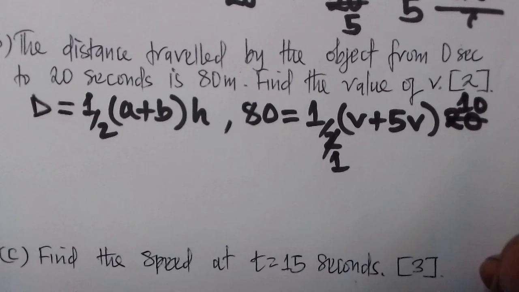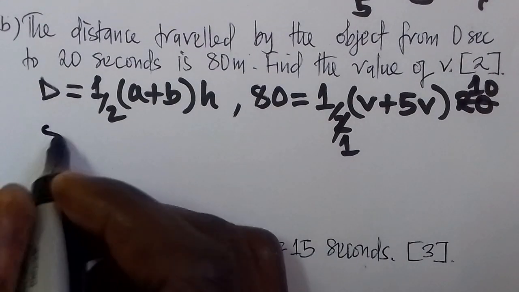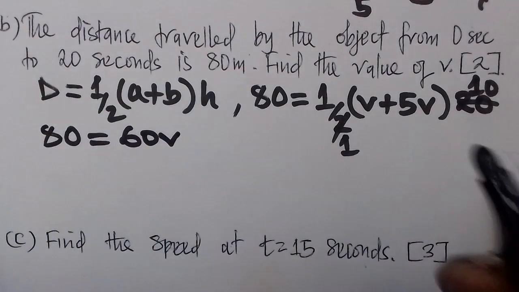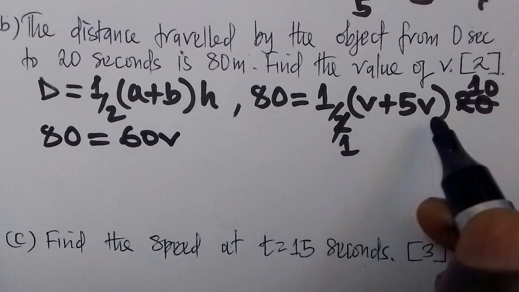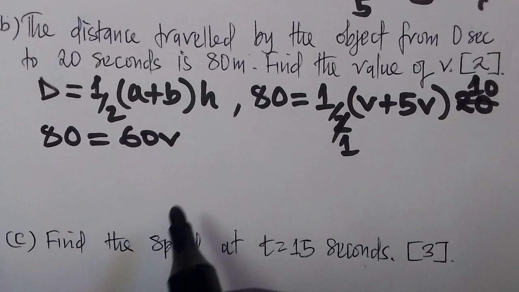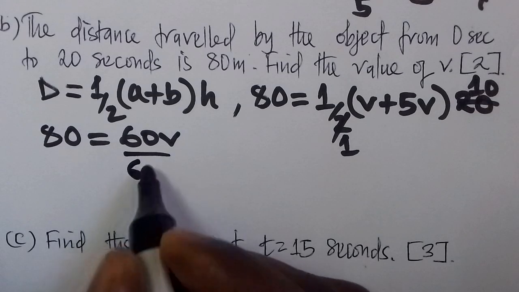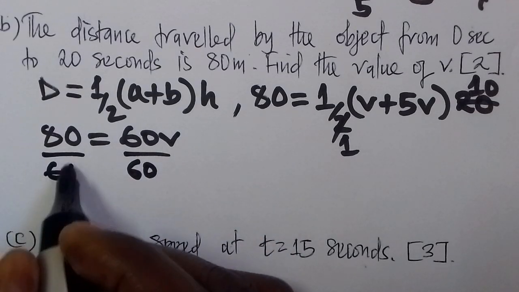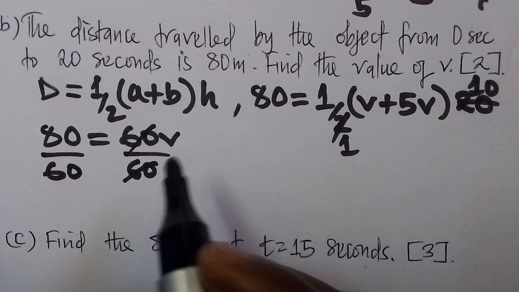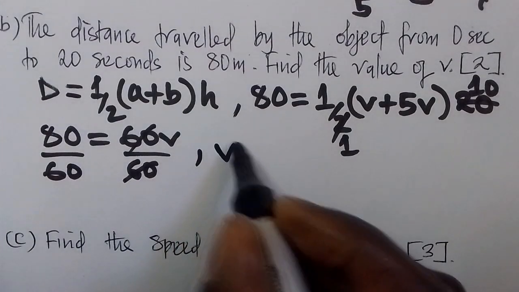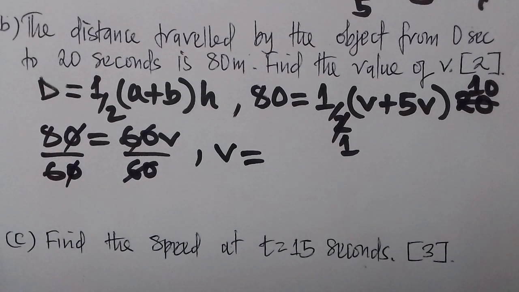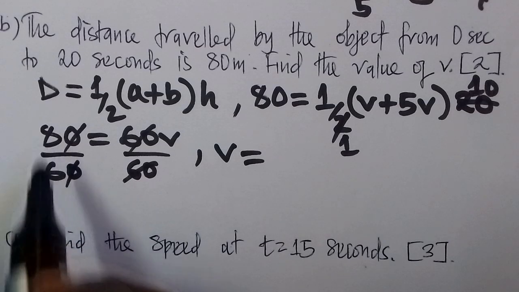So for our next stage, I'll write the following. 80 is equal to 60V. Since V plus 5V is 6V, then times 10 gives 60V. Then over 60 here to get V. And then 60 into 60, that's just basically 1 times V, we are getting V. Equal to, we can simplify the zeros, which gives 8 and 6.